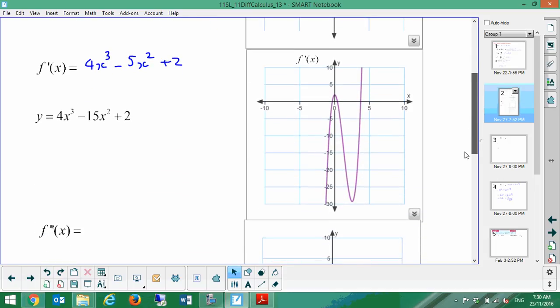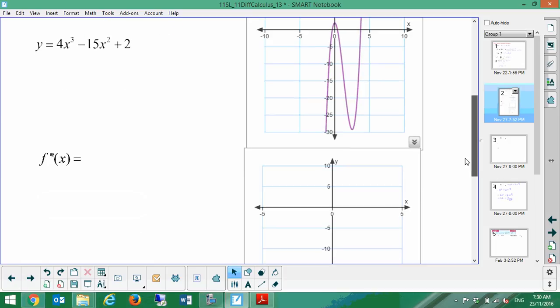So let's now take the second derivative. So we differentiate again, just using our same rule. So we've got 4x cubed becomes 12x squared minus 30x, and our plus 2 disappears.